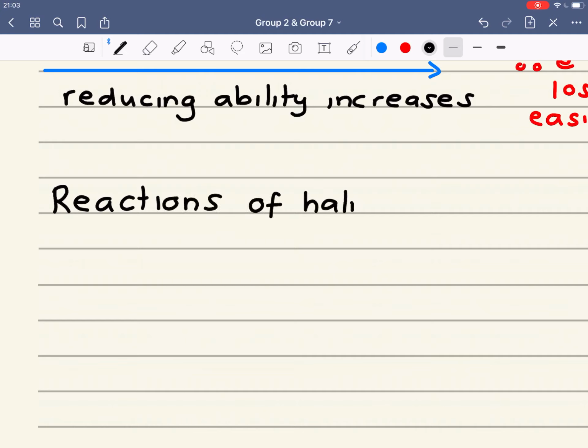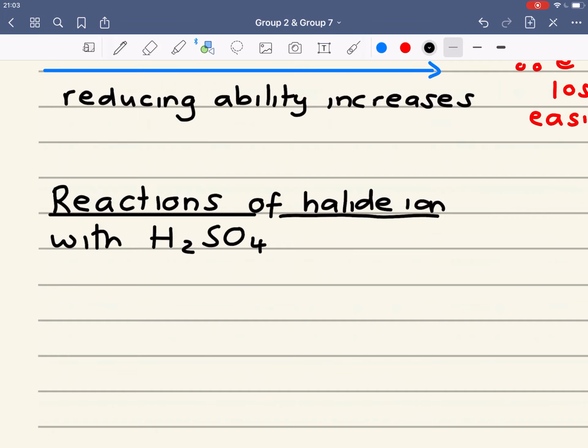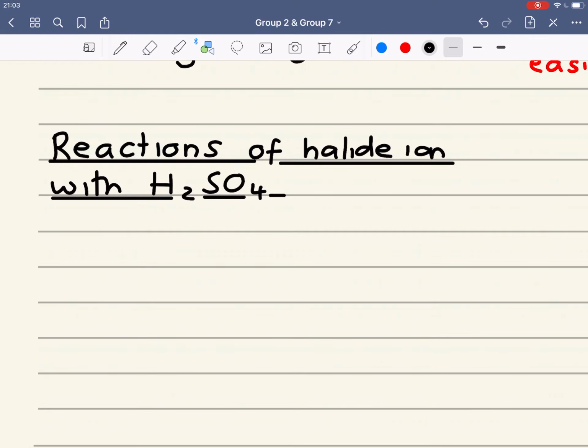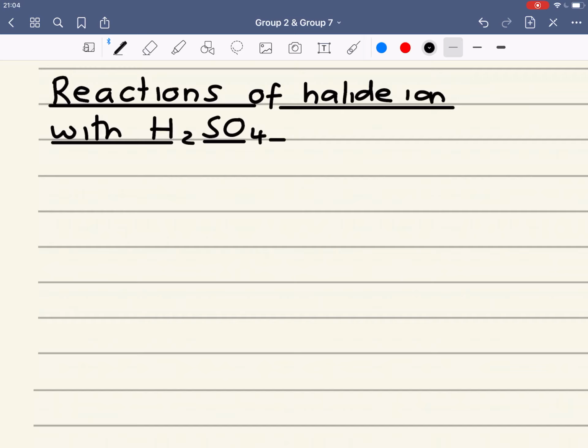So, reactions of halide ions with sulfuric acid. And this is quite a large part of the specification and can yield you quite a lot of marks. Now, these halide ions potentially want to give away electrons. So the sulfuric acid is the thing that's going to gain the electrons. Sulfuric acid contains an atom which has a high oxidation state. The sulfur has an oxidation state of +6.